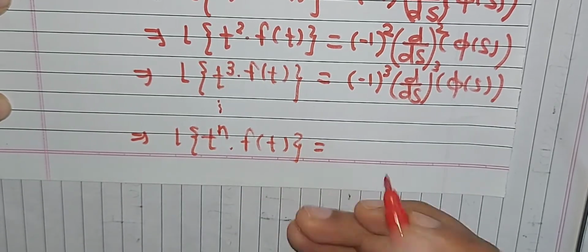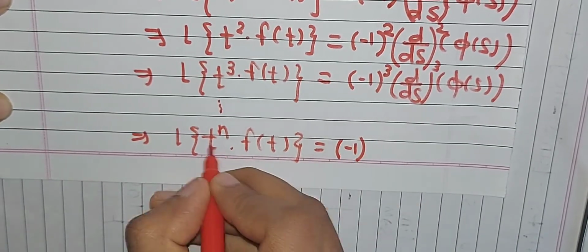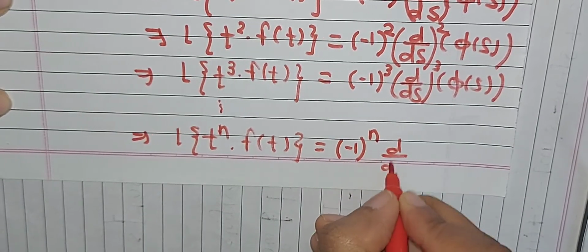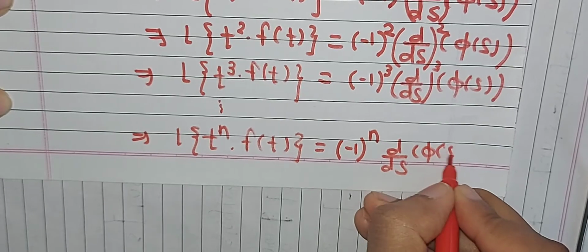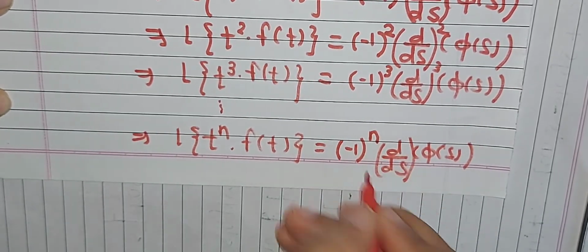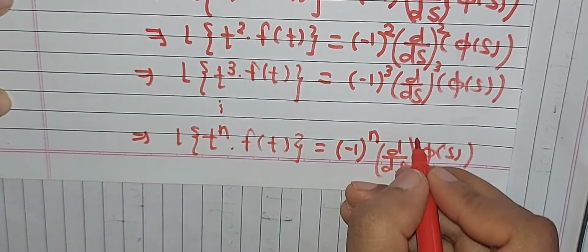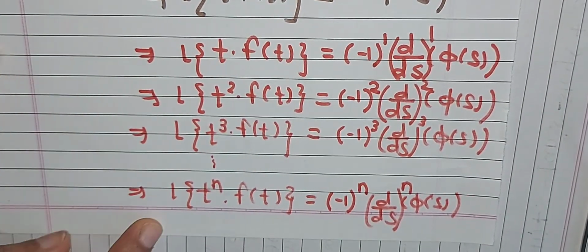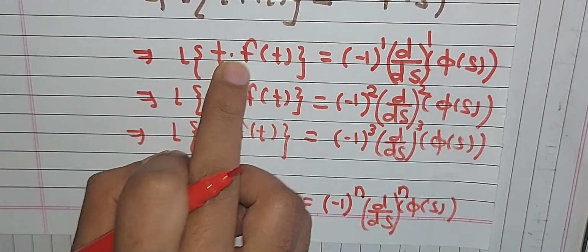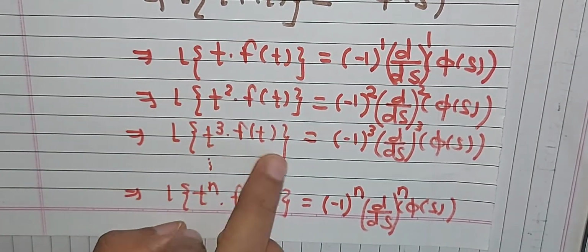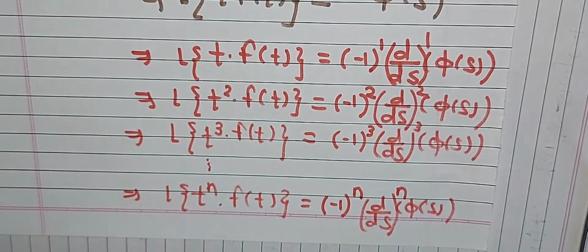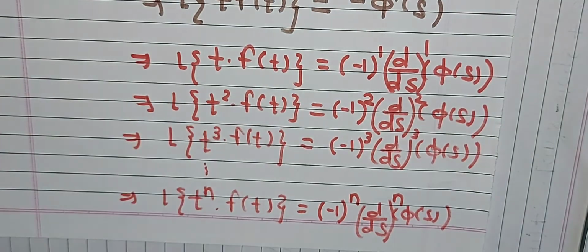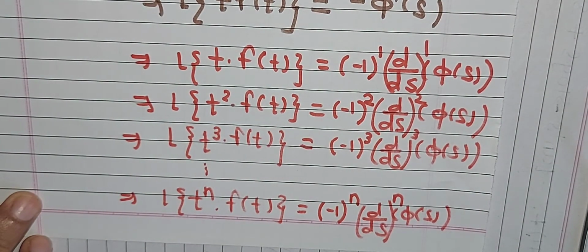at that time we can write it like this, that is minus 1 raised to, here we have power n, then we can write it as n, and d by ds of phi of s. Similarly d by ds will contain this power also, that is raised to n. Hence we have obtained these new formulas for multiplication by t, multiplication by t square, multiplication by t raised to 3, and so on, multiplication by t raised to n. And with the help of these formulas we will solve the corresponding examples.